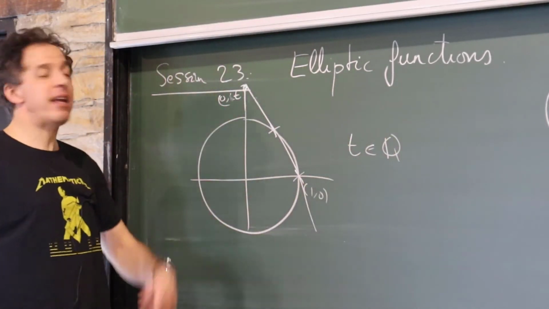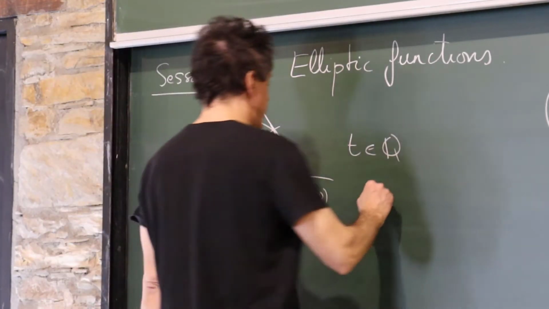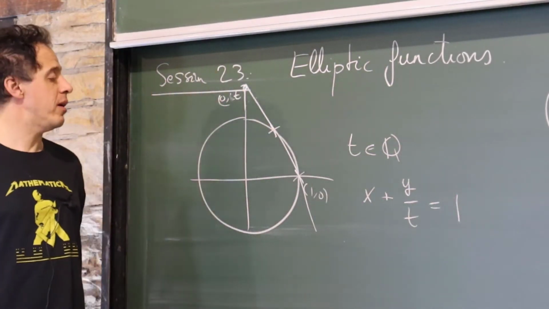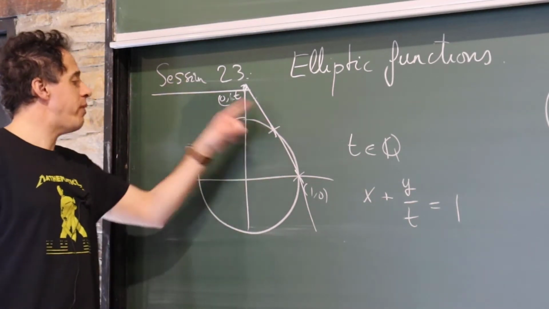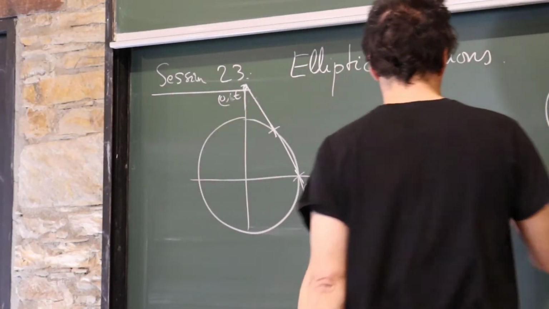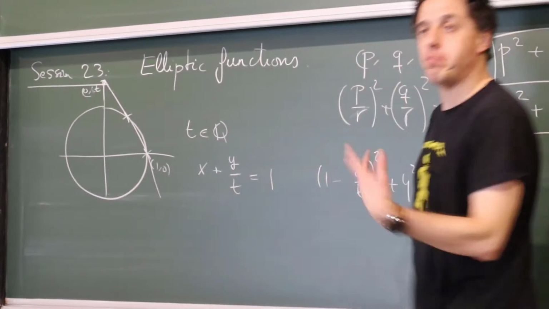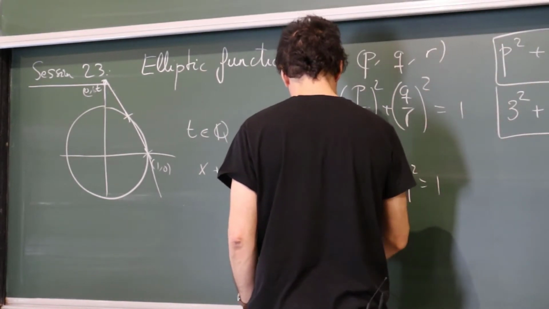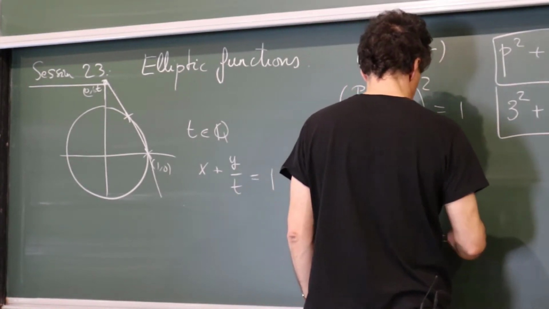T is rational, and take the straight line that joins this point (0, t) with (1, 0). This straight line has this equation, as everyone knows, and we cut this line with the unit circle x squared plus y squared equal to 1. So x would be (1 minus y over t), squared, plus y squared equal to 1. Okay, so we have here (1 plus y squared) times t squared minus 2 times y over t plus y squared equal to 1.